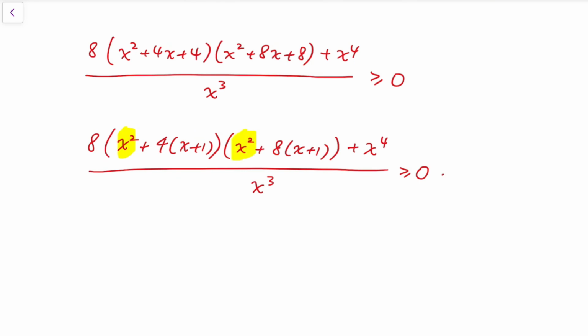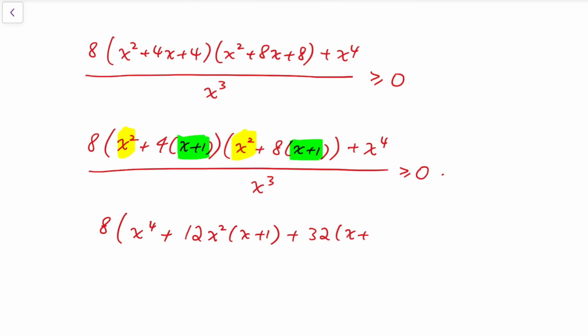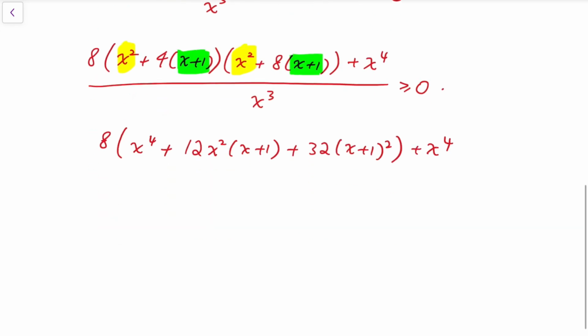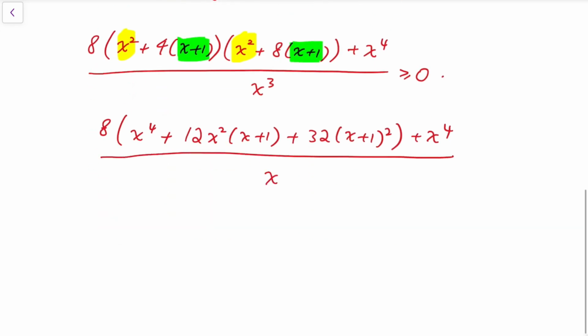non-negative. Now, we can treat x squared as some variable, and at the same time x plus 1 as another variable. So expanding will be like a quadratic with x squared all squared, so x to the power 4, and then we have 12 times x squared times (x plus 1). And finally, 32 times (x plus 1) squared. And all of these multiplied by 8 plus x to the power 4, all divided by x cubed, is non-negative.